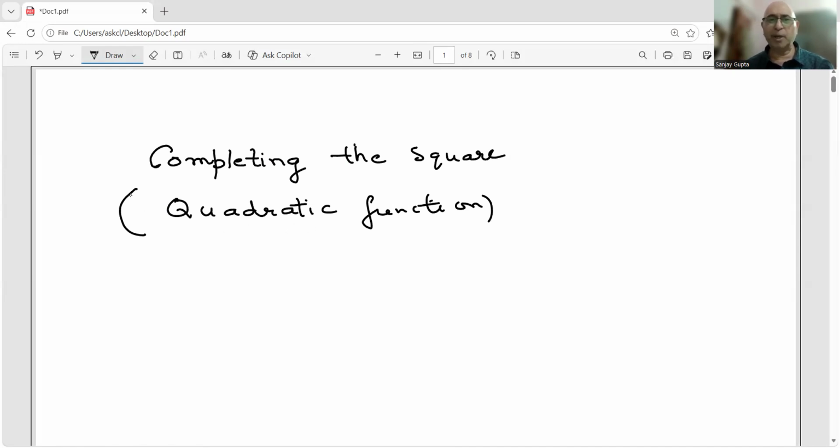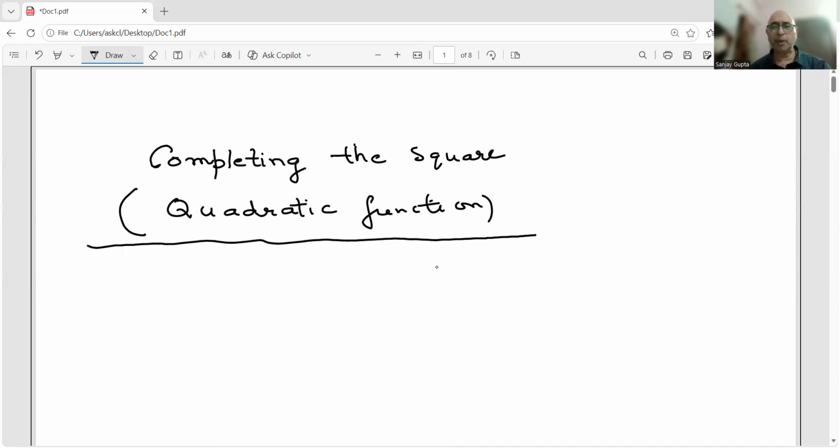So let us today understand how we complete the square and what the mathematics behind it is, because some of you, I have realized, are not able to understand this from your schools or colleges. So let us first understand the basic formula that we use in quadratic functions.